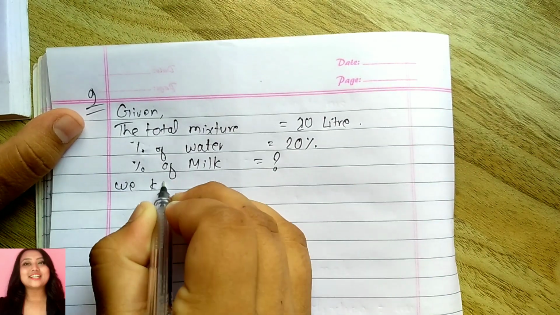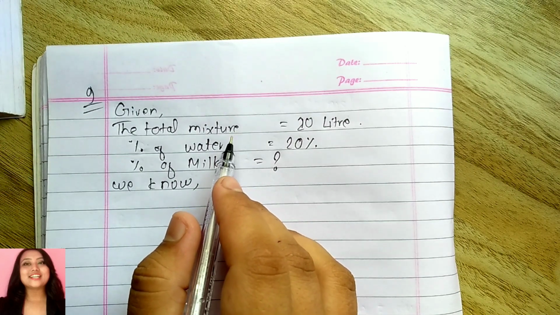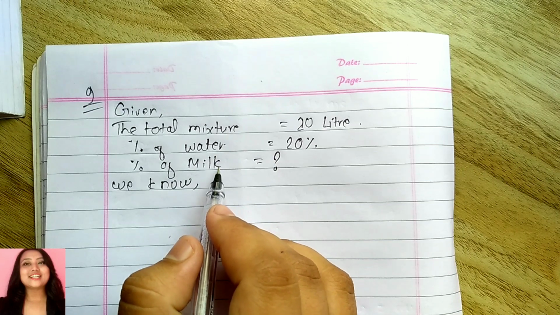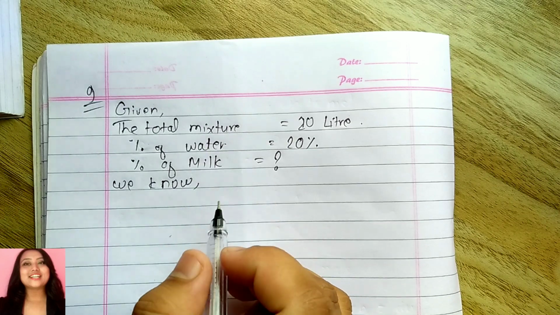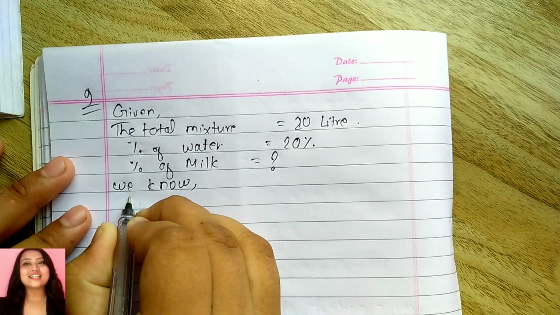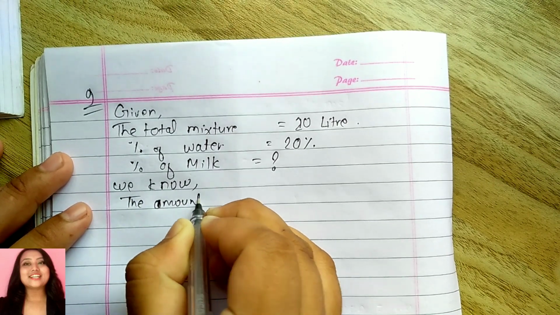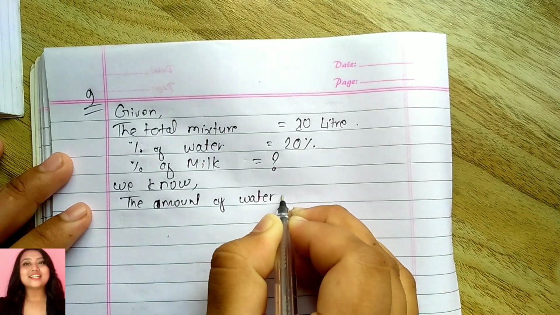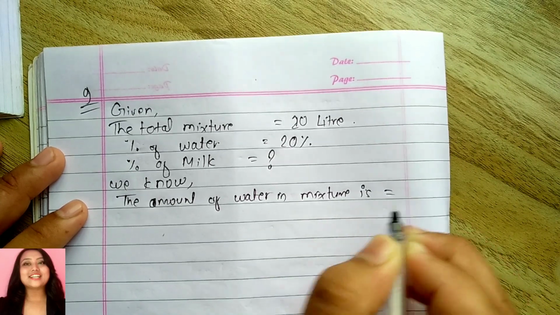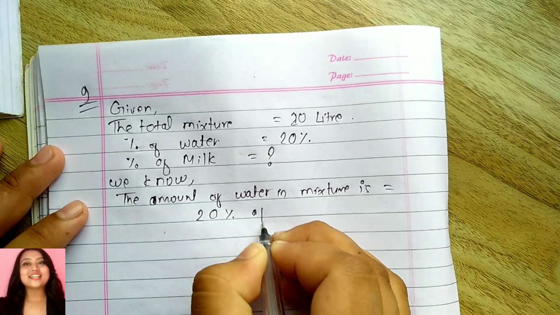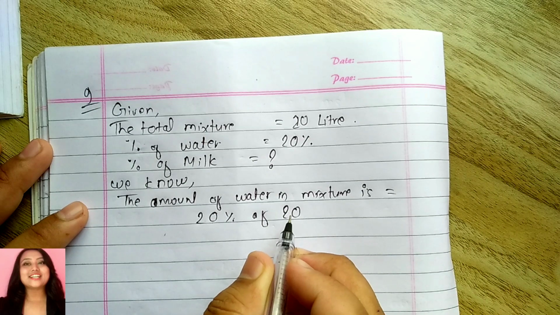We know this mixture was done with the help of the water and the milk. So let's find the total amount of water. The amount of water in the mixture is equal to 20% of the total mixture, which is 20. So 20% of 20 we have to do.